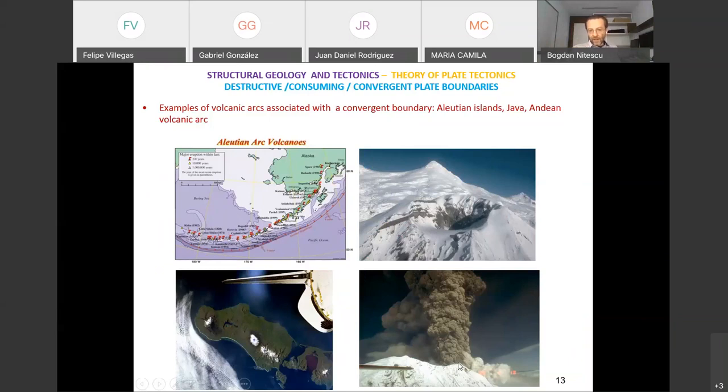And here is another image showing an eruption of these active volcanoes. The island of Java, for instance, I was mentioning Indonesia. Indonesia has active volcanism in all these situations. And another example is the Andean volcanic arc that we mentioned.